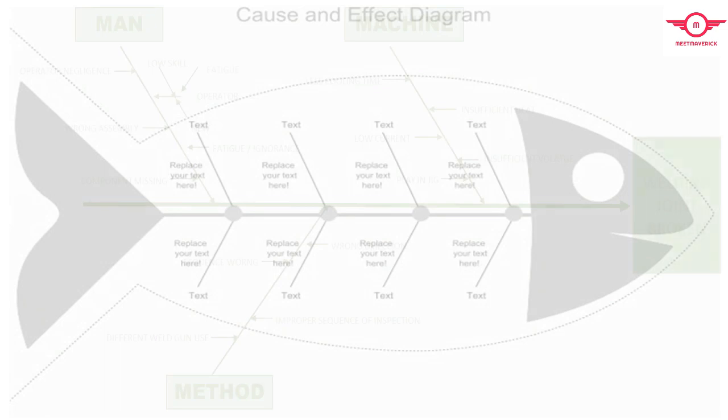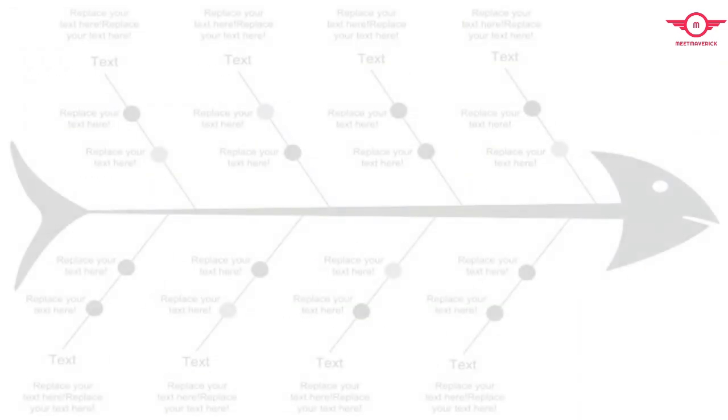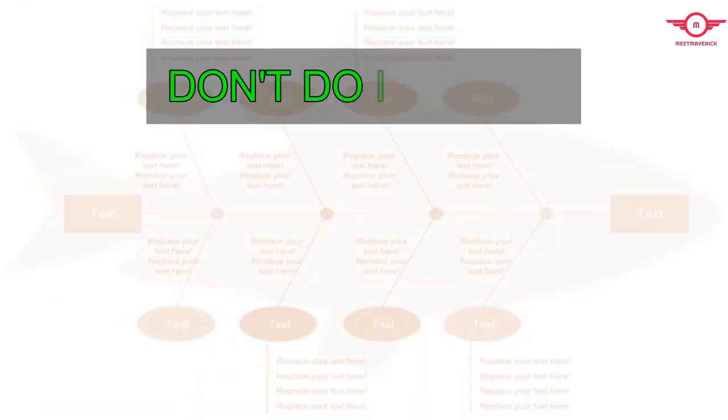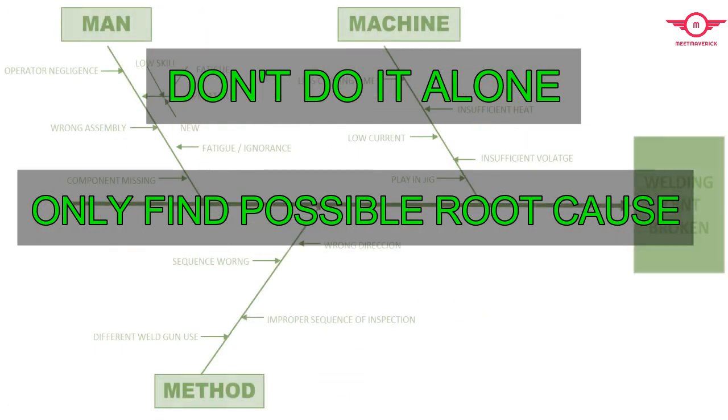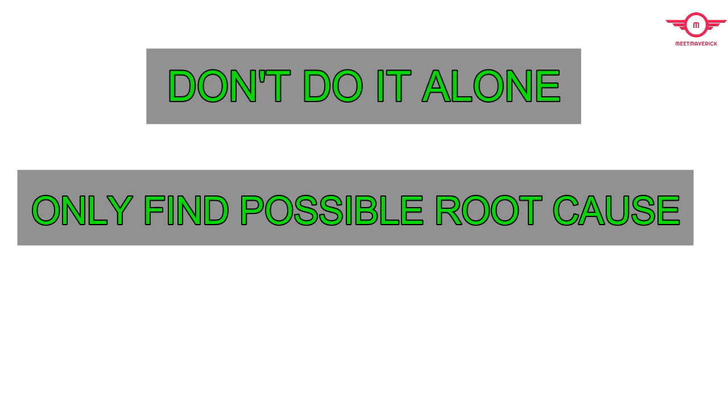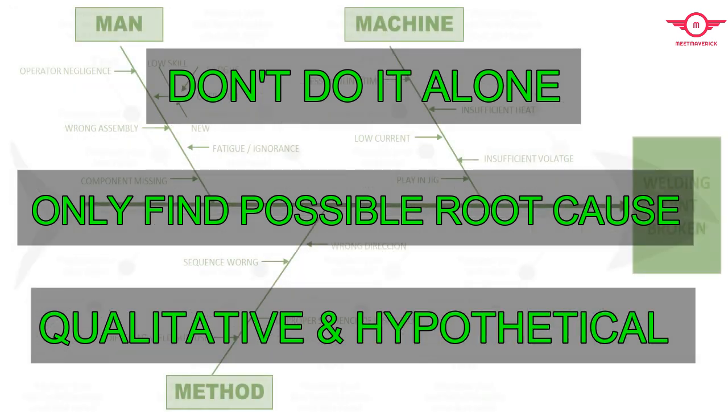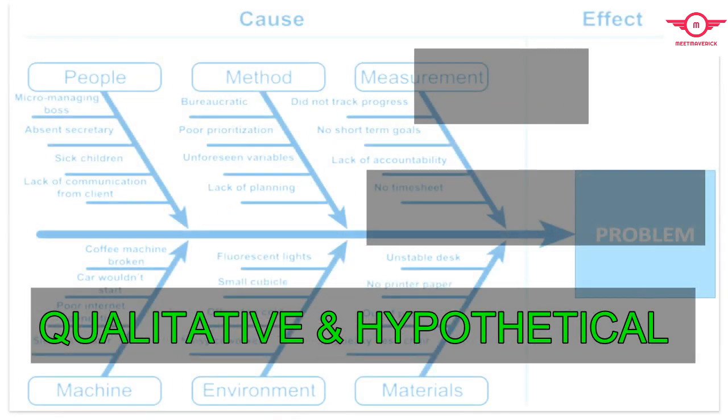Now, important things to keep in mind. Include only the members who are related to the problem or cause. It cannot identify the final root cause, it finds only possible causes. Interrelationships between possible causes must be shown clearly. The interrelationships are normally qualitative and hypothetical.